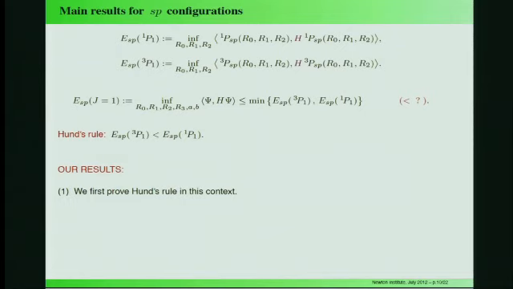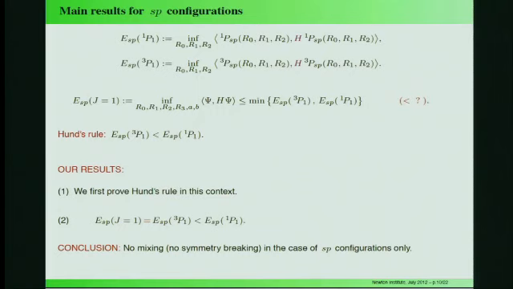And so what we do in this model is first we prove that Hund's rule is true in the context of the SP configurations. The second thing we prove is that one of these has less energy than the other, so the minimum of the two energies is going to be the energy of the triplet. So what we prove next is that when we minimize over the mixing of triplets and singlets, what we get is the energy of the triplets. So there is no mixing in this case. When we minimize over all wave functions for J equal to 1, the model picks a triplet.